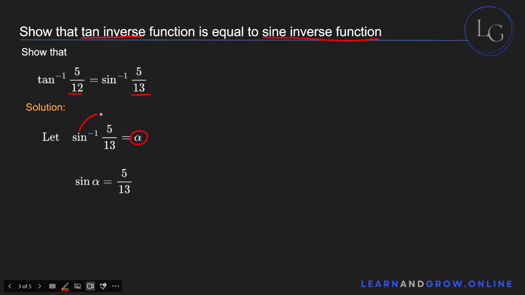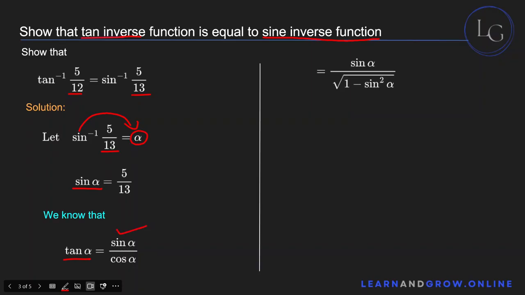So when you take this sine inverse function to the right hand side of the equal to sign, you get sine of alpha, right? Because that's just the rule. So sine of alpha is equal to this value, 5 by 13, right? So now we know that tangent alpha is equal to sine of alpha over cos of alpha, right?